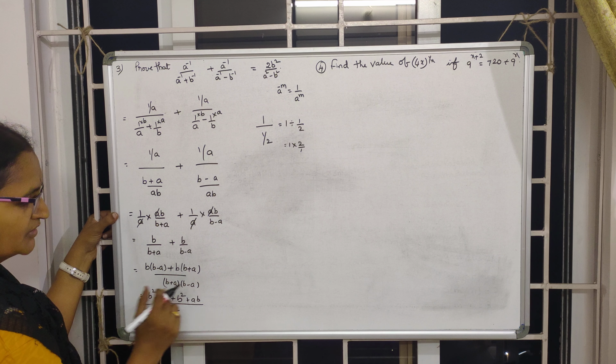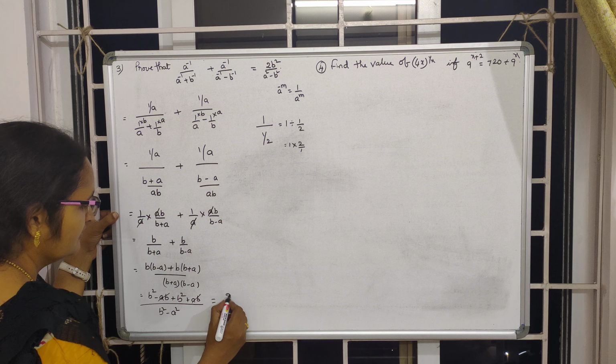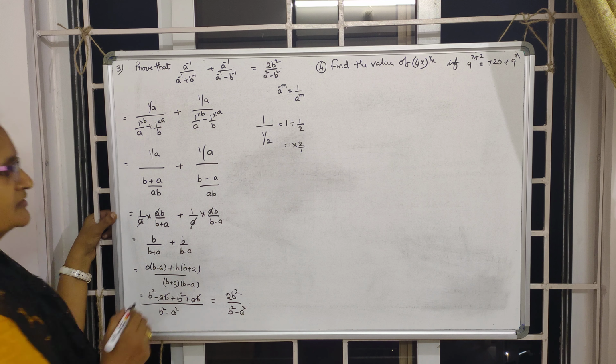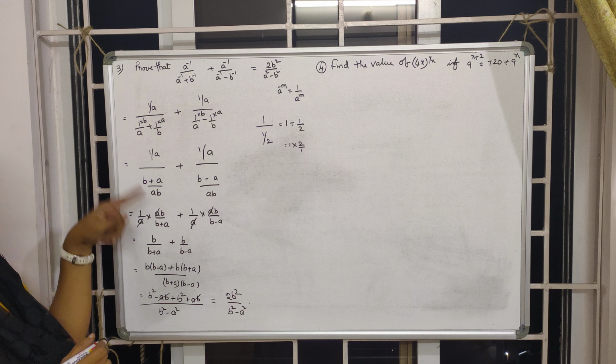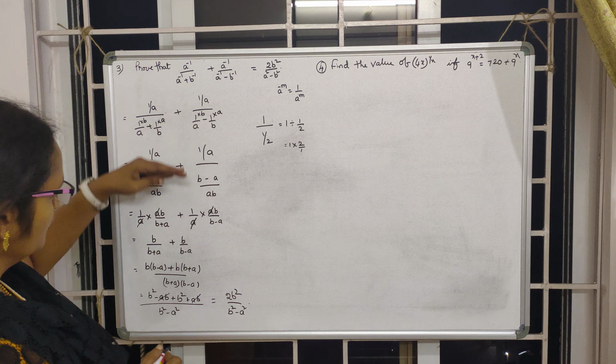a plus b into a minus b formula. Minus ab and plus ab gets cancelled. You are left with 2b square by b square minus a square. Is it clear now? We got that, RHS also same thing. We have taken the LHS and we proved step by step and we proved this one as RHS.